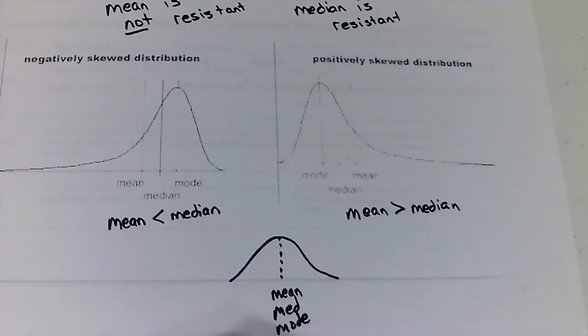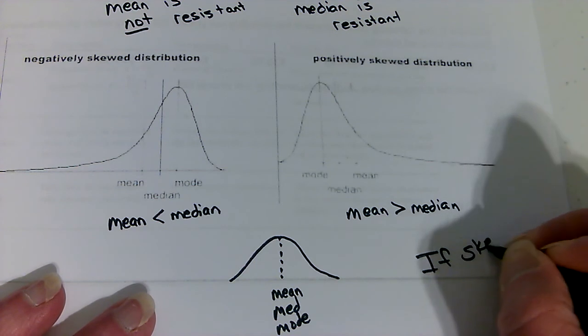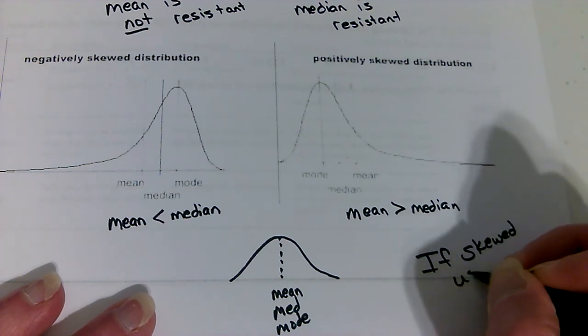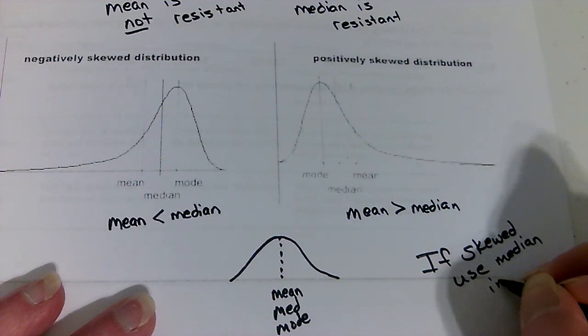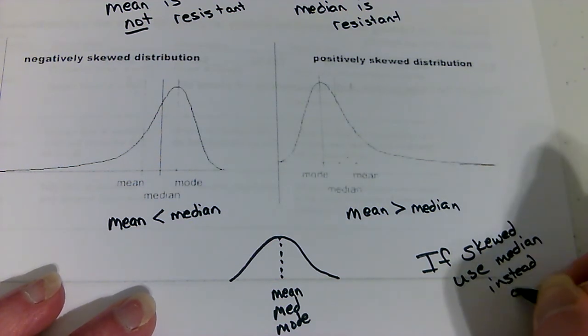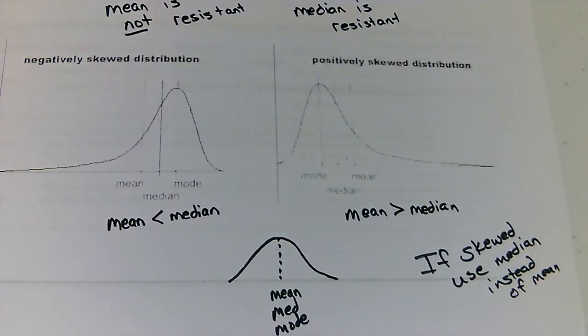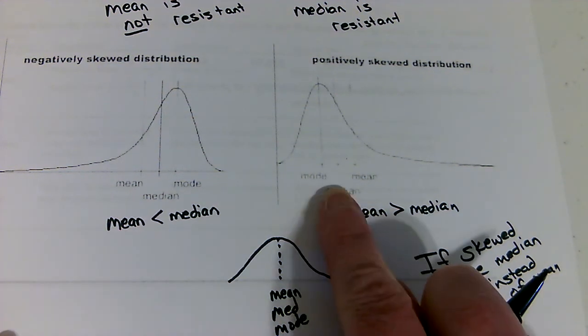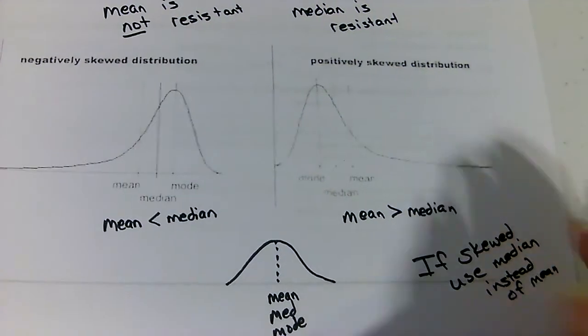So if we are skewed, we're going to prefer the median to the mean. So I'm going to make a note of that. If skewed, use median instead of mean. Because the mean is being pulled by something, so it's not going to be as accurate. Notice the median is closer to the middle when they're skewed.